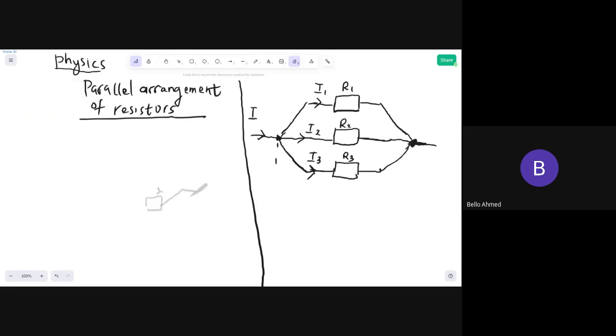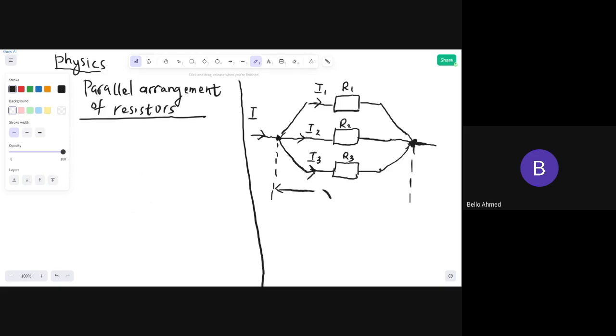Now, what are those things that are very important in parallel arrangement of resistors that every student must know? It is very important that you know that in parallel arrangement of resistors, the potential difference across each resistor is the same and is equal to the potential difference across the whole connection. So what are we trying to say? We are saying something like this. The potential difference across each resistor is the same.